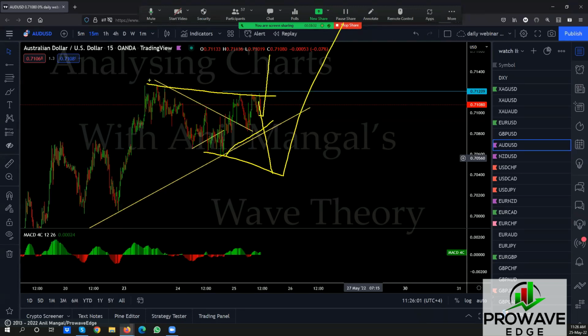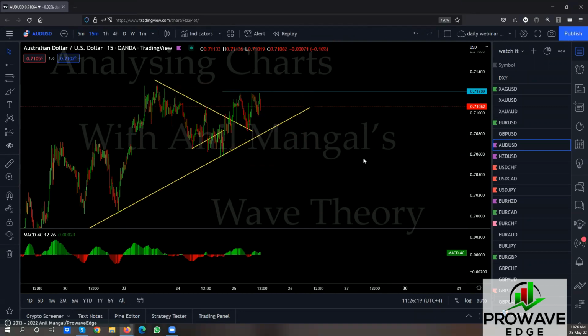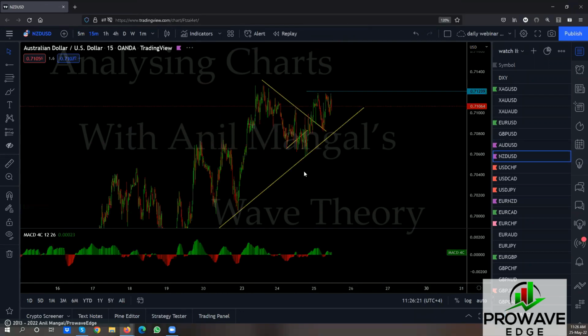But if it goes, it's going to break this top and then come back down. So you have to be very careful. It is still a good trade. We leave it there. It's a high risk trade, but we leave it. New Zealand was a high risk trade yesterday.